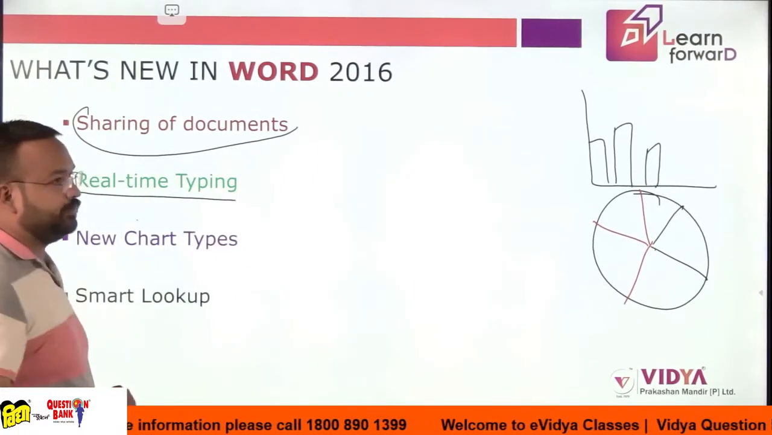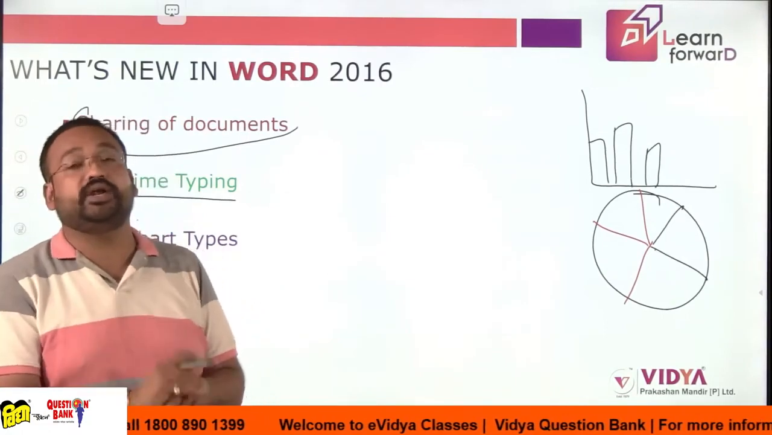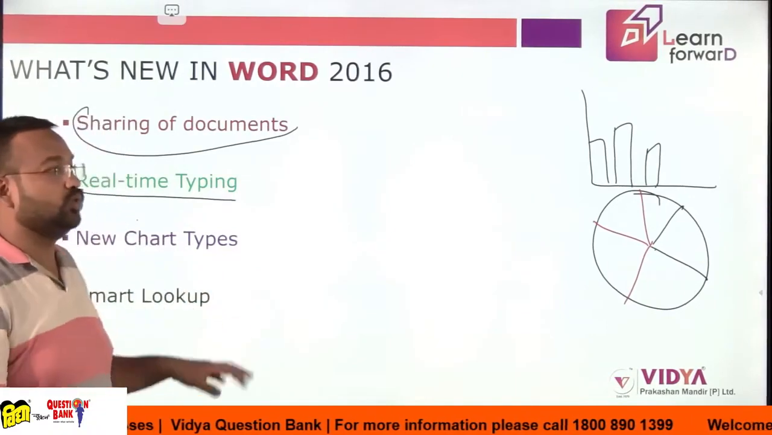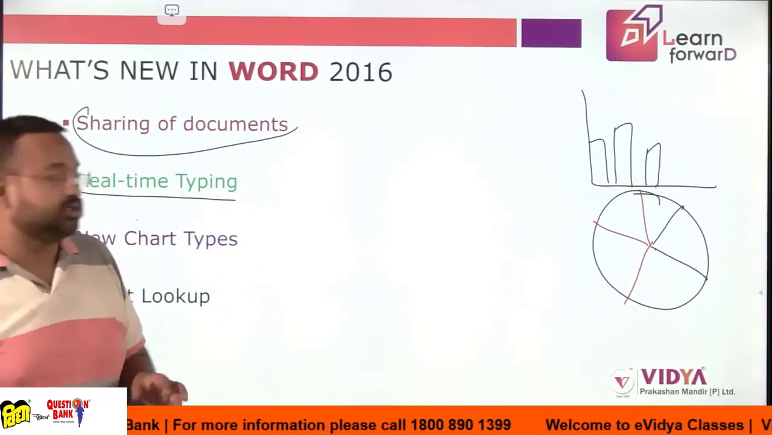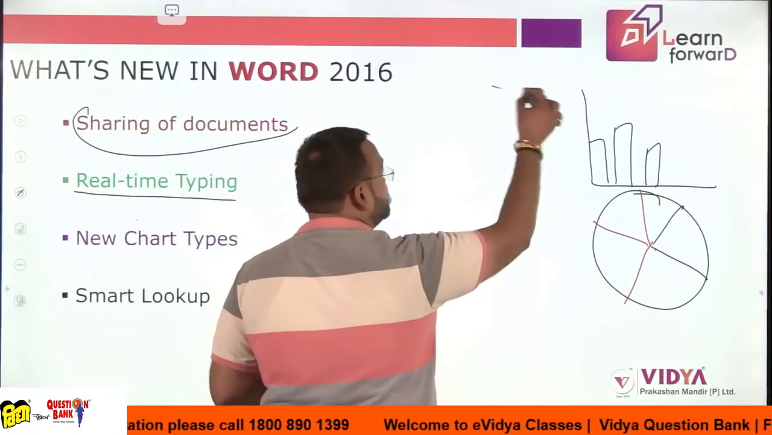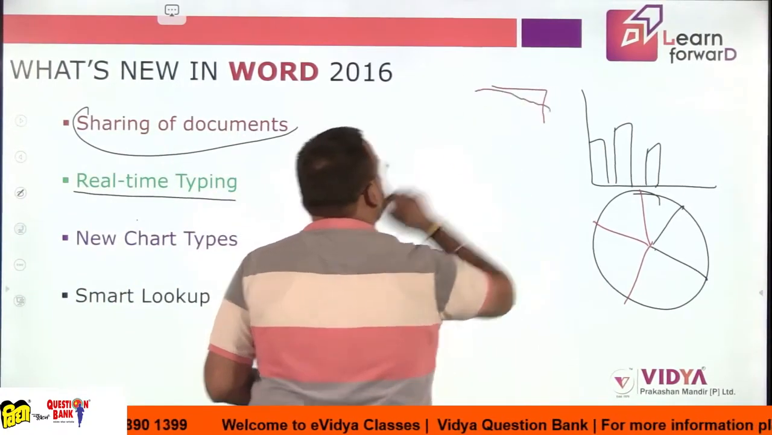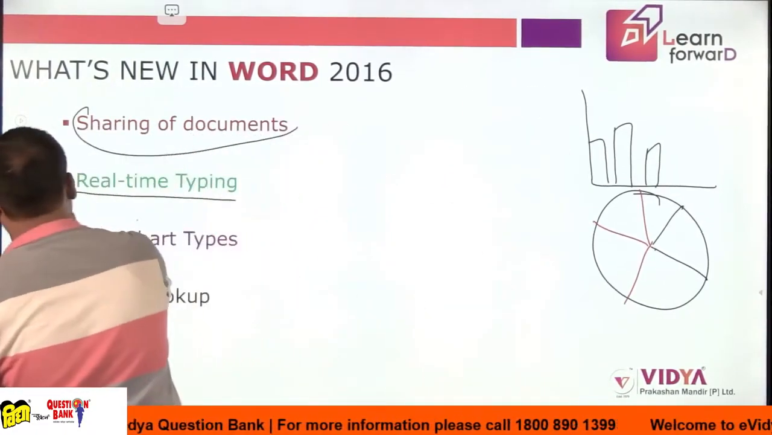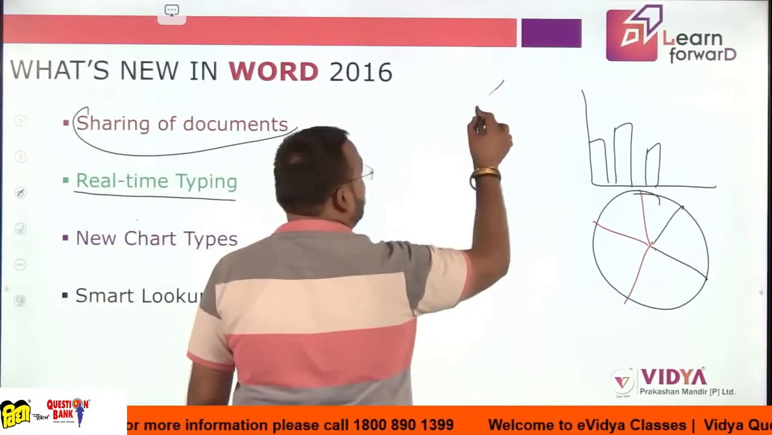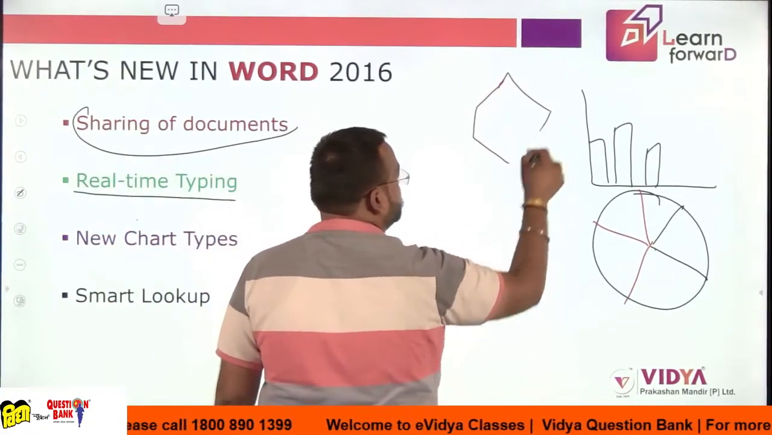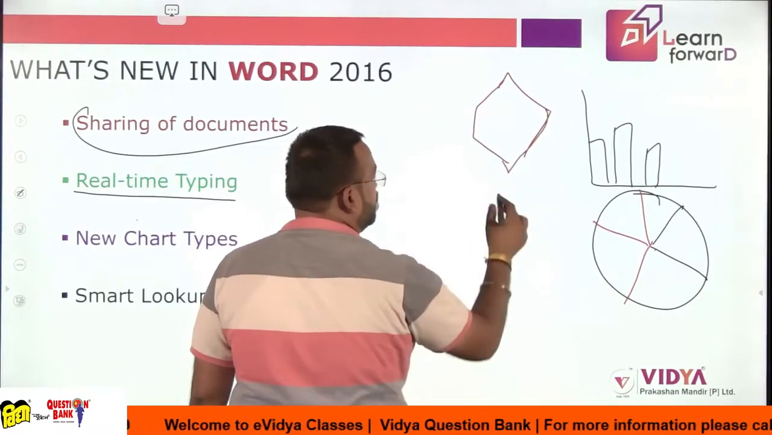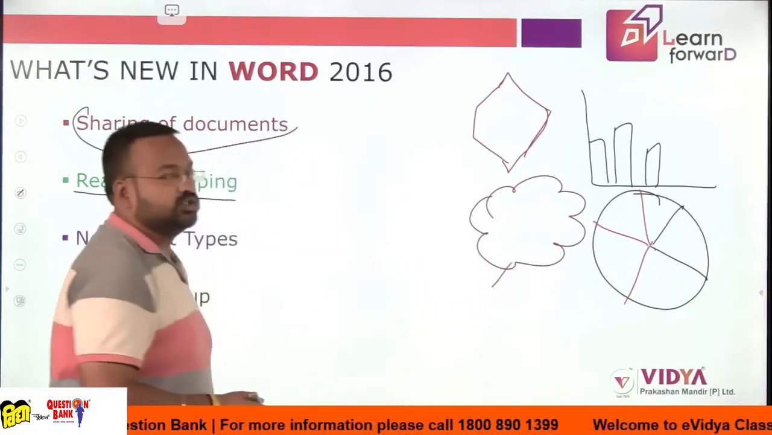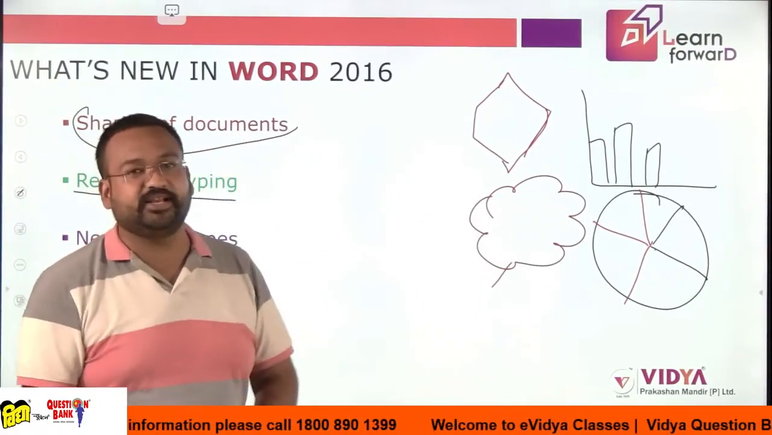Then we have smart lookup. Basically, you want to add some different kinds of shapes that can represent your data, so those lookup things can be added to your document. Suppose you want to add a diamond shape, something like this, in a hexagon form, in a pentagon format, or something like a thinking person having this thought. These different shapes you can easily create using this software.